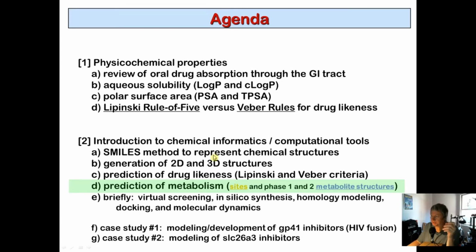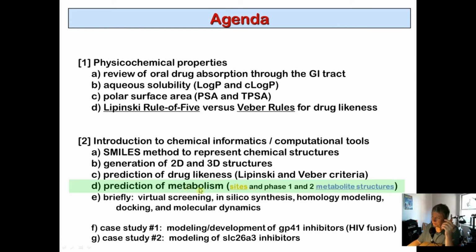Prediction of metabolism. Okay. So, what we're going to do is look at the sites of metabolism, phase 1 and phase 2, where on the molecule metabolism might occur, and then we're going to get into the possible phase 1 and phase 2 metabolite structures. So there's actually cool computer tools that allow us to do this.